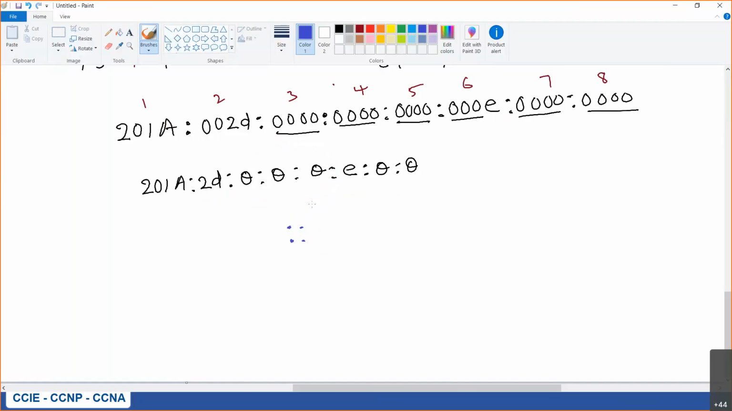Clear? Right. Now tell me guys how we can represent again this IP address: 201A colon 2D colon, multiple fields of zeros represented with a double colon. Now E, again multiple fields, you can use what? Double colon, right?